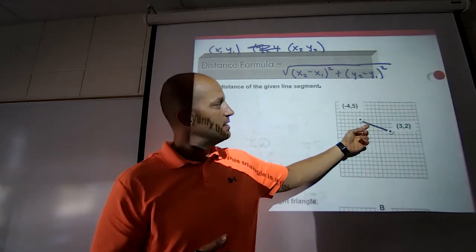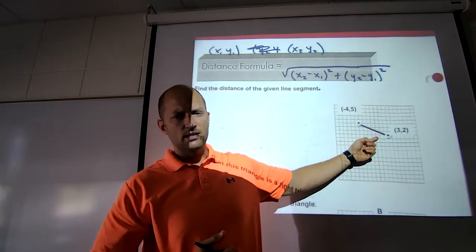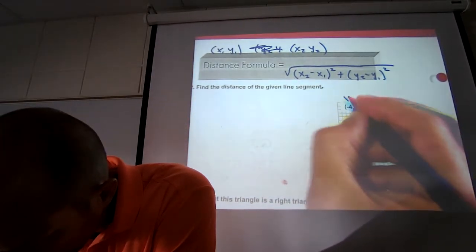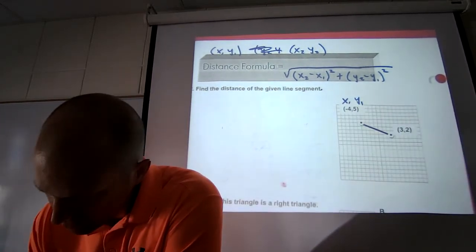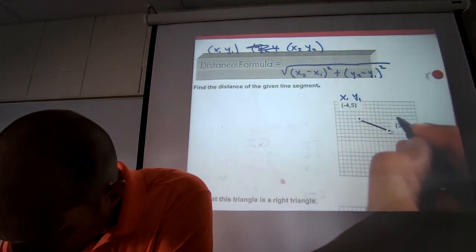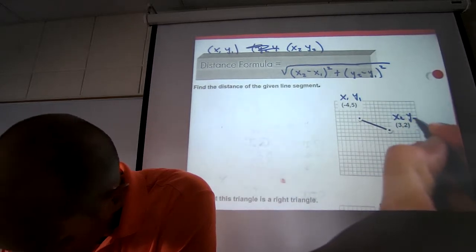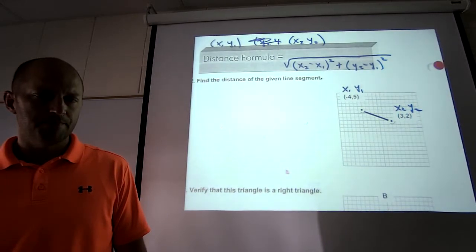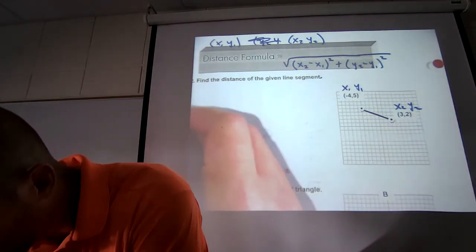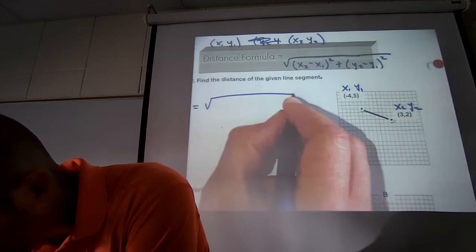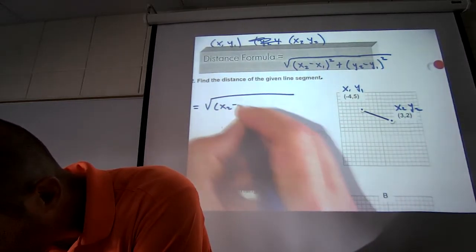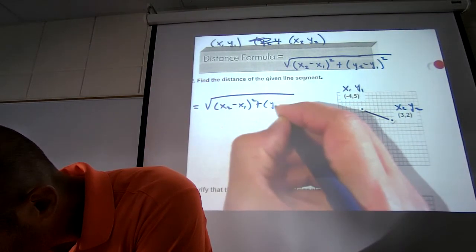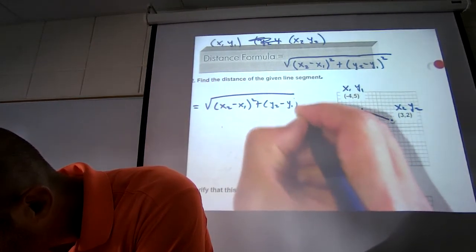Well, we want to find the distance of these 2 points. I like to label them so I don't get confused. So this is x1, y1, and this is x2, y2, because I want to be consistent on how I set it up. Okay? So I'm going to write the formula one more time. x2 minus x1, quantity squared. And then plus y2 minus y1, quantity squared.